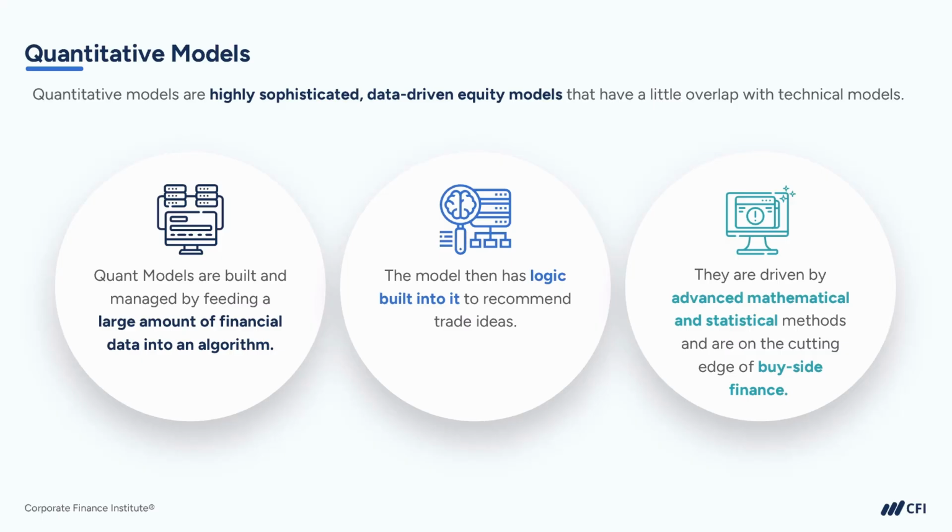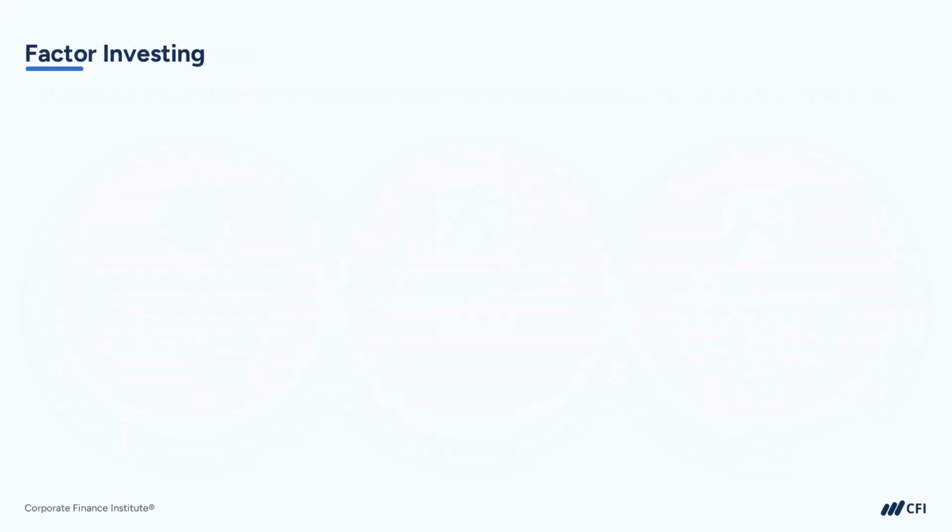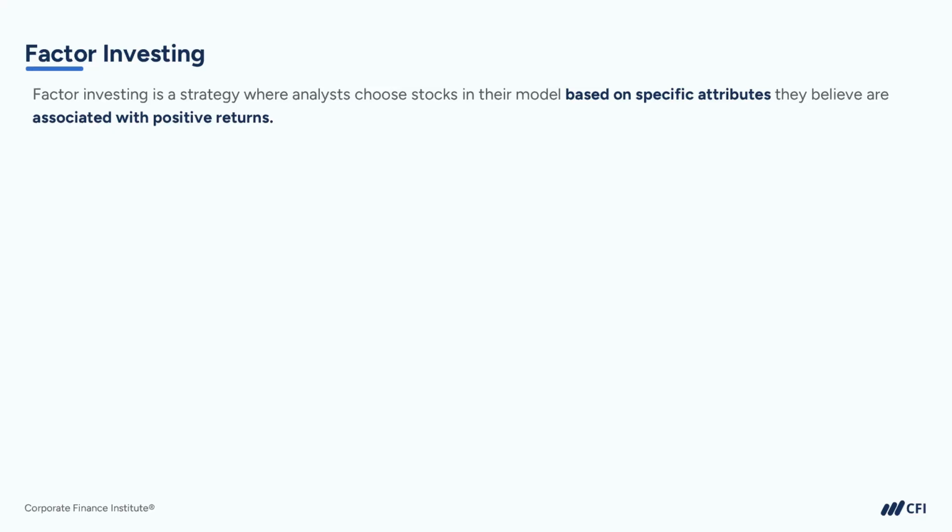In order to understand how quantitative models work, you first need to become familiar with a concept known as factor investing. Factor investing is a strategy. When an analyst or an advisor says that they're using factor investing to drive their investment decisions, what they're doing is choosing stocks in their model based on specific attributes that they believe are associated with positive returns. These attributes or factors can be grouped into two main categories. These are macroeconomic factors and style factors.